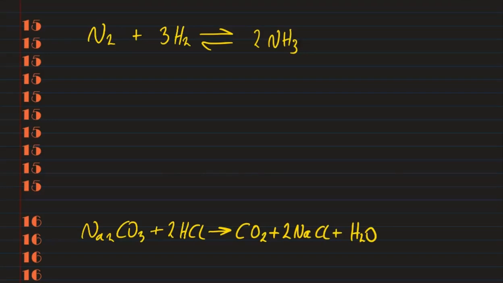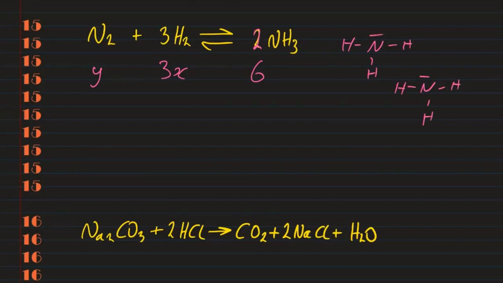Bond energy calculations. Okay. So it says that to break the nitrogen triple bond is Y. And the hydrogen single bond is X. And there's three of those. And there's six of these nitrogen-hydrogen bonds here. Ammonia looks like that. And there's two of them. Okay. So that means there's six nitrogen-hydrogen bonds to break. So that's 6Z.